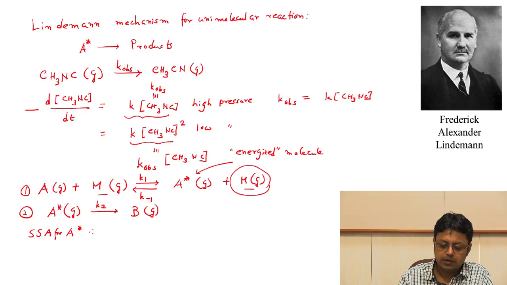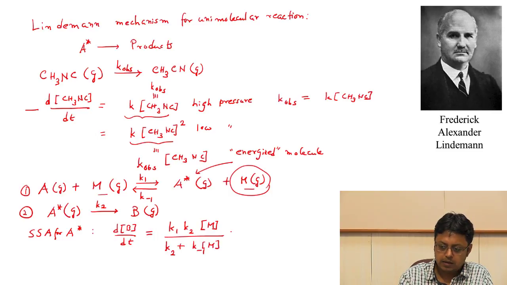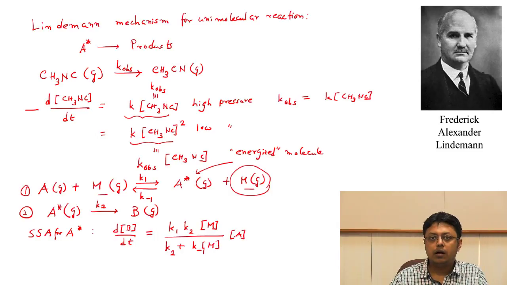The rate of the reaction here, dB dt, you can find as K1 K2 into M divided by K2 plus K minus 1 into M, into A. And as before, you can now talk about the high pressure and the low pressure limit.